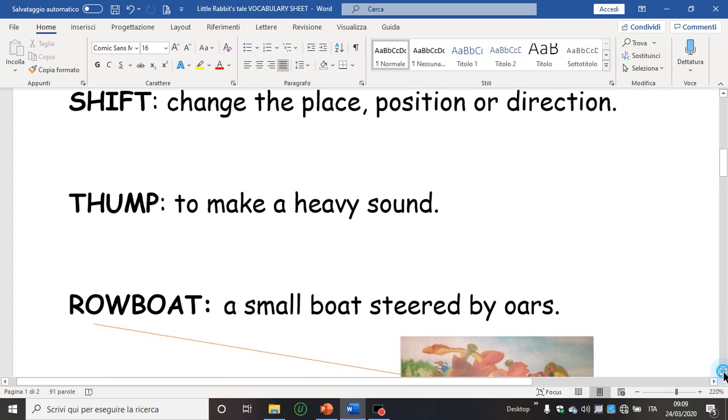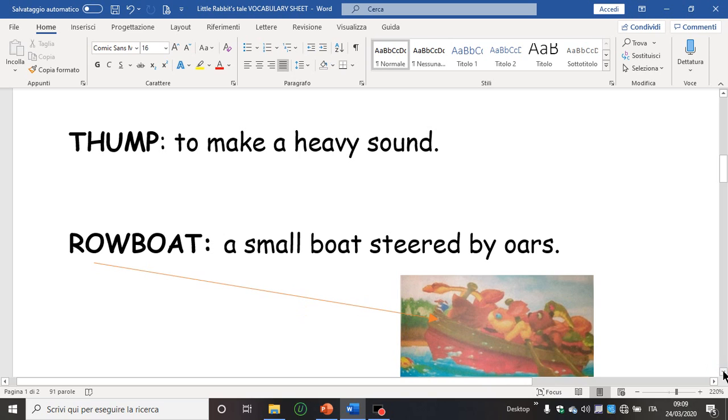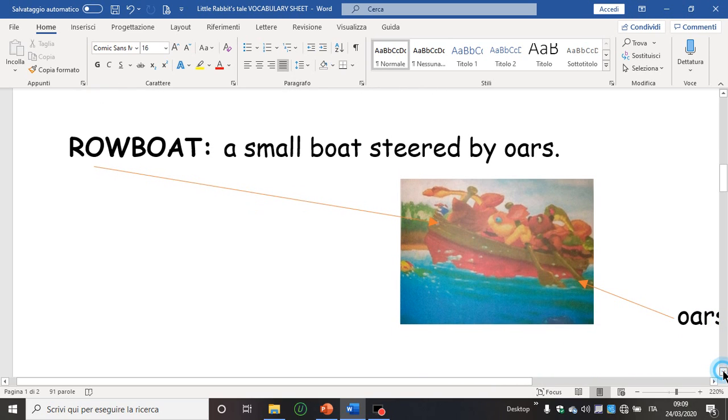Now, what's the meaning of thump? Thump is a noun and an action verb. It means make a heavy sound. Remember the apple in the story? The apple fell with a thump from the tree. With a thump, making a heavy noise. That's a sound word, of course.